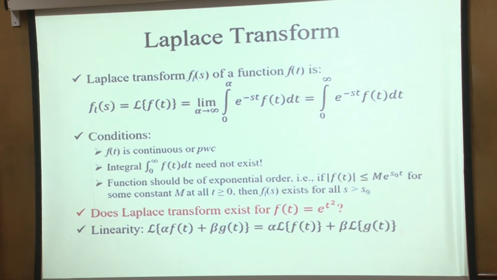Net result, it depends on whether f(t) goes to infinity faster or this one. So if f(t) can beat it and goes to infinity, then this integral will not be finite. Okay? Laplace transform would not exist. And e to the power t square goes much faster to infinity than e to the power t multiplied by any constant whatsoever. Right? For all t, remember? For all t.